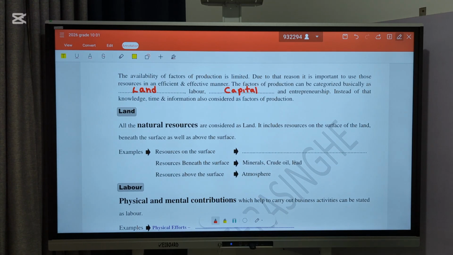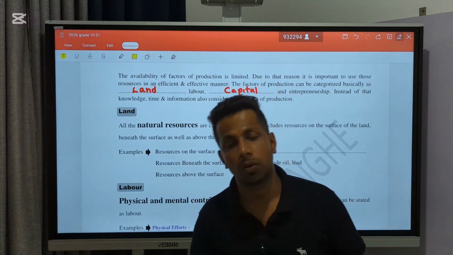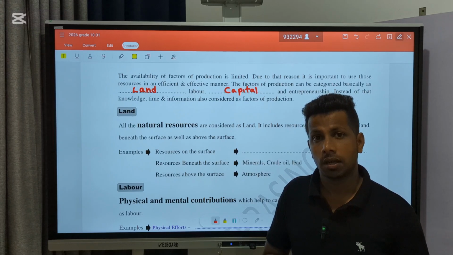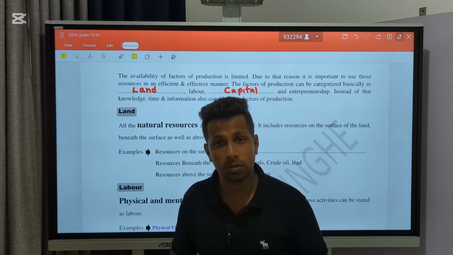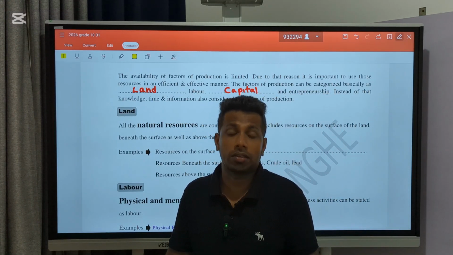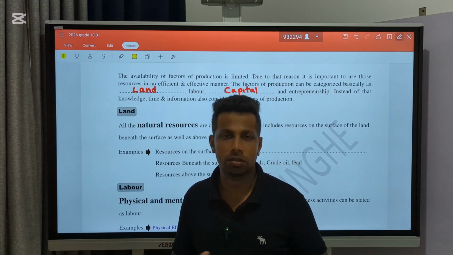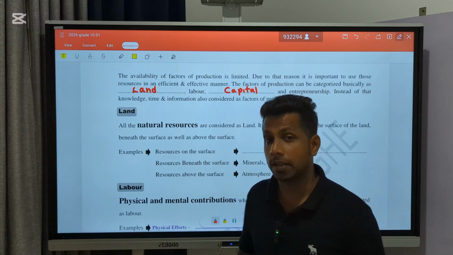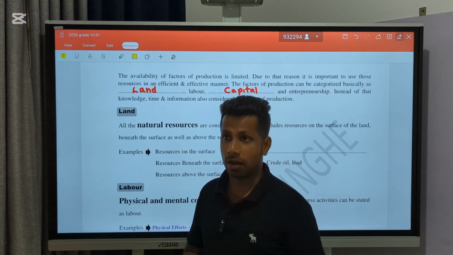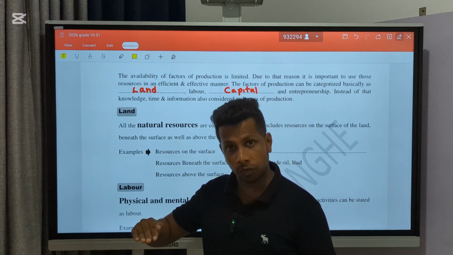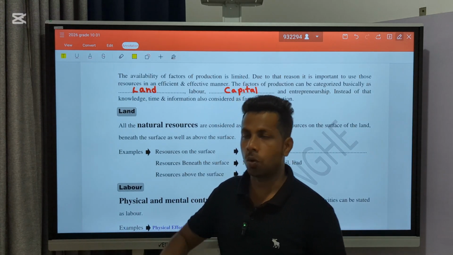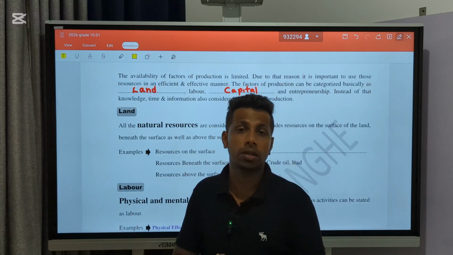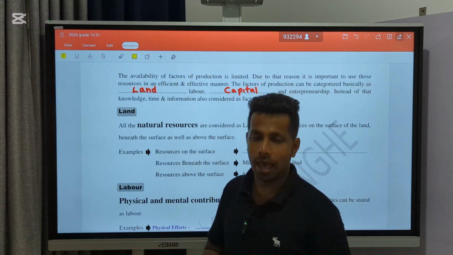Okay, let's shift to land. So now let's talk about land, dear children, in detail. Land means here not only the surface. Land means actually all the resources which we can extract from nature. The natural resources we term as land. The natural resources which we utilize for the production, we can identify as land. It can be resources on the surface, resources beneath the surface, or resources above the surface. So whatever natural resources that we can extract for the production, we can term as land, dear children.